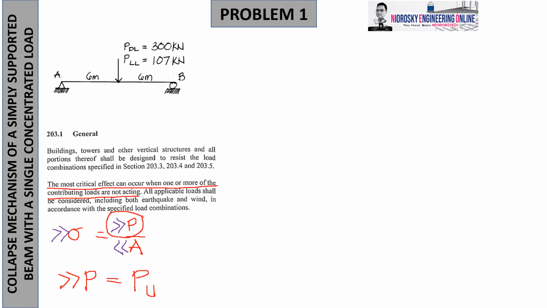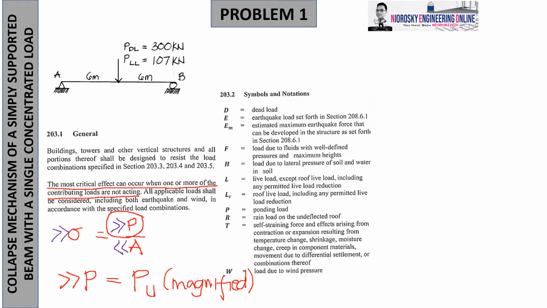U represents ultimate state, meaning you need to factor out, so we need to magnify. So, magnified load value yan. Okay? Magnified load value. So, how do we magnify the load value? There are certain load combinations to consider. Yan. So, may pang dead load, nomenclature for dead, nomenclature for the earthquake, nomenclature for the estimated maximum earthquake.